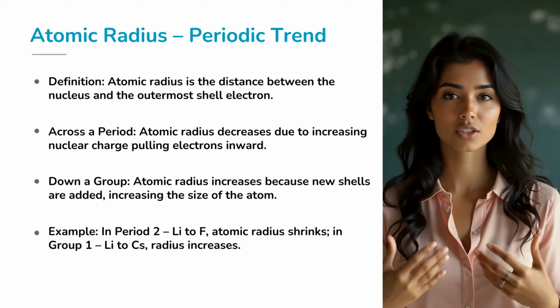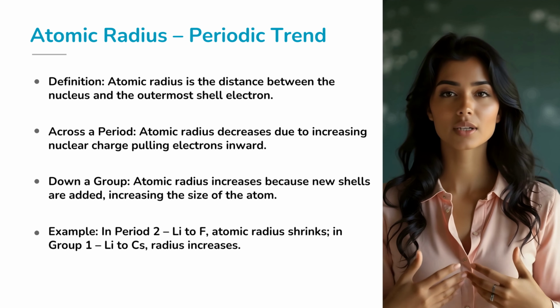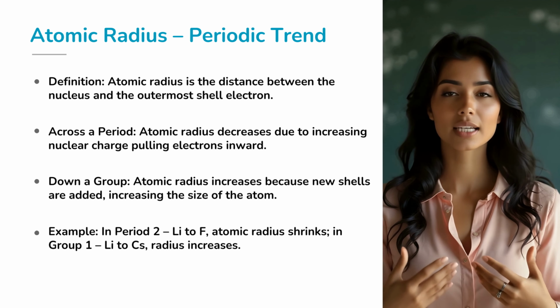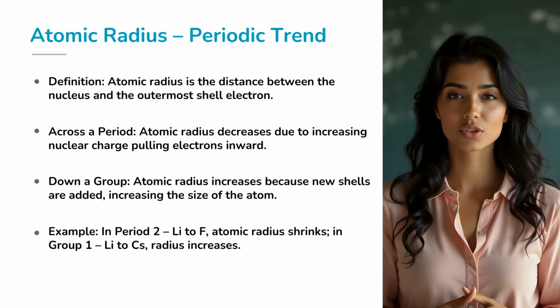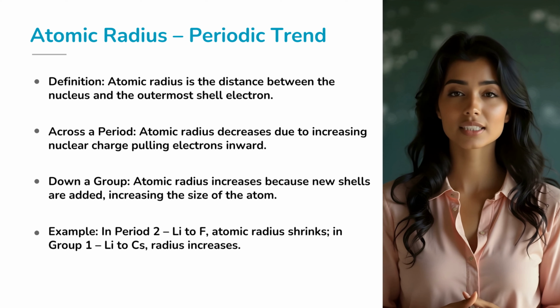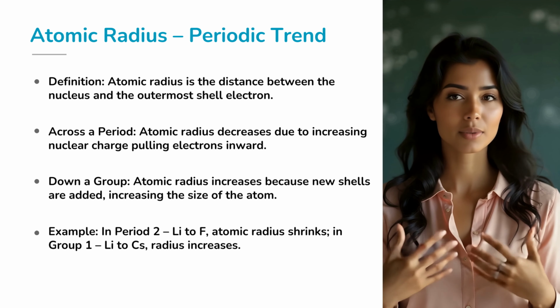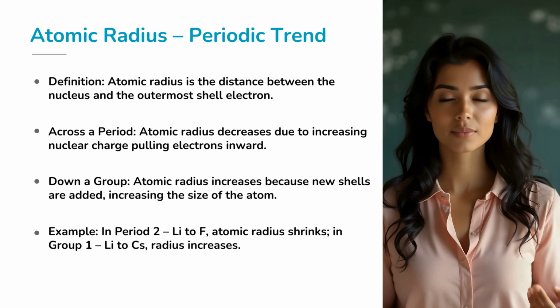Down a group, atomic radius increases. That's because each step down adds a new electron shell, increasing the atom's size, even though the nuclear charge also increases. Example: in period 2, lithium has a larger radius than fluorine. In group 1, lithium is much smaller than cesium.